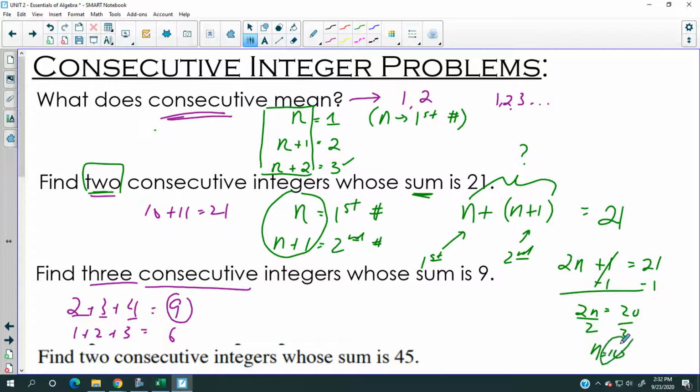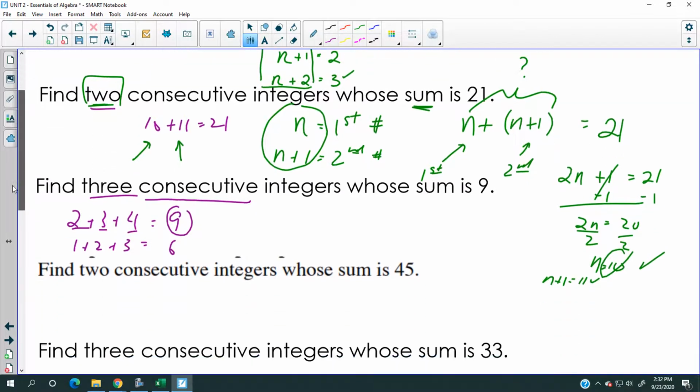And then we have 10. Isn't that right? 10 was the first number. We have it here. 10 is the first number, 11 is the second number. How do I know? n plus 1 is 11. So that's how you would do that. Let me leave that up here so you can refer to it should you need to.